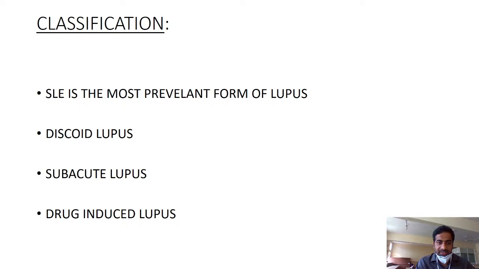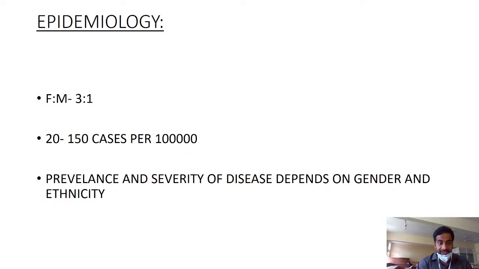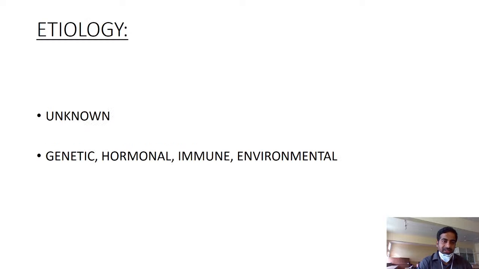You have discoid lupus, subacute lupus, and drug-induced lupus. What are the drugs most commonly causing it? You have many antibiotics like nitrofurantoin, isoniazid, and then hydralazine. Hydralazine is the common drug which causes drug-induced lupus. The female to male ratio is around 3:1, and around 20 to 150 cases per 1 lakh population is the prevalence. Severity of disease mainly depends on gender and ethnicity. Females are more commonly affected.